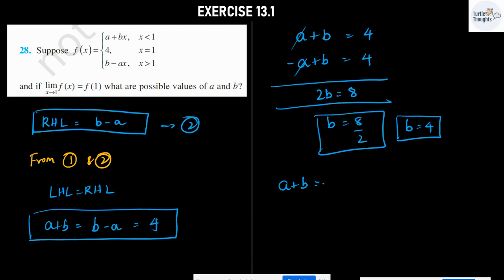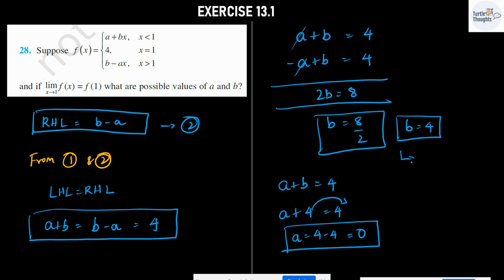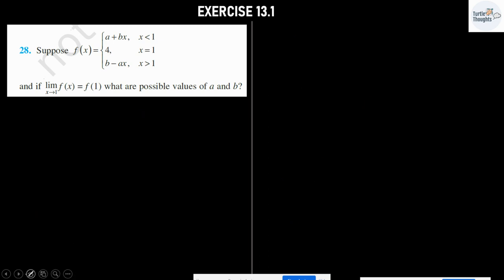a plus b is equal to 4. b is equal to 4. So I can write a plus 4 is equal to 4. Sending 4 to the other side, a will be equal to 4 minus 4, which is going to be equal to 0. Take this as equation number 3. Take this as equation number 4.